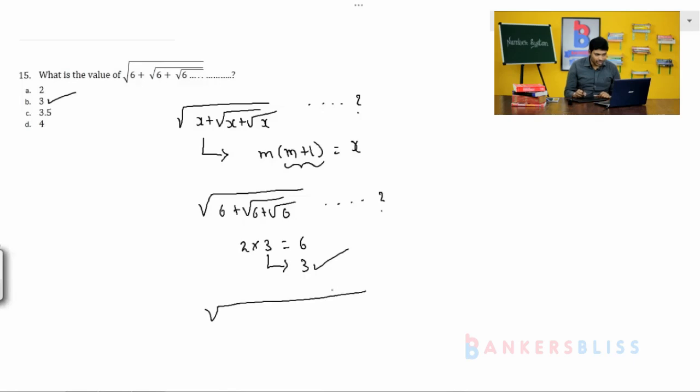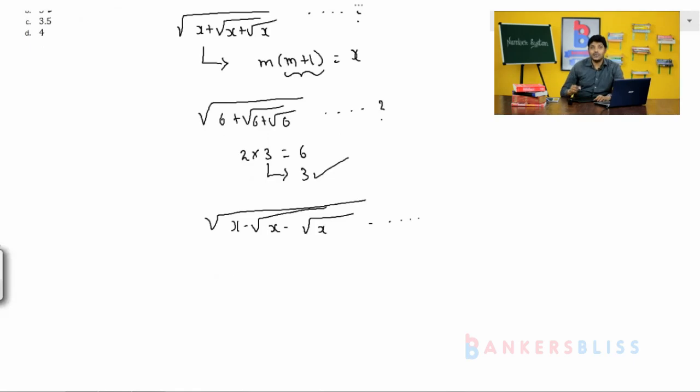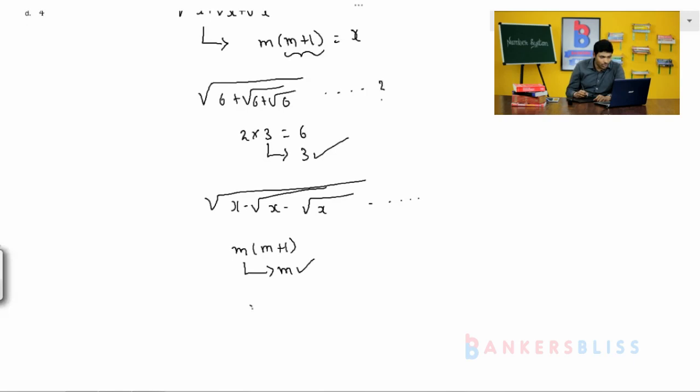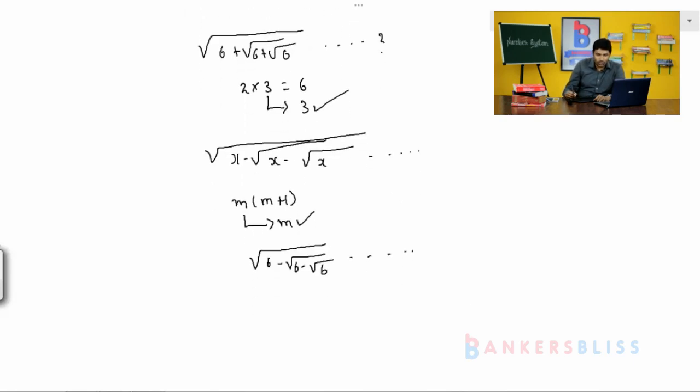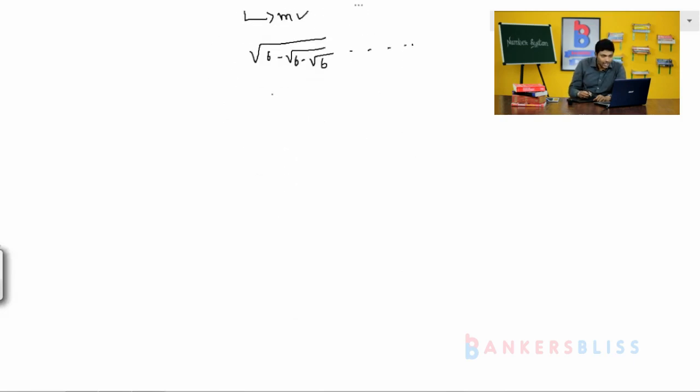One more type of problem you may get. See here, root of x minus root of x minus root of x. These types of problems you may expect. This time, again you have to consider the two successive factors, m and m plus 1. Here m will be the right answer. Let me take an example: root of 6 minus root of 6 minus root of 6 till end. If they give you a value like this, then 2 into 3 is equal to 6. So the lowest factor is 2, therefore 2 is the answer.